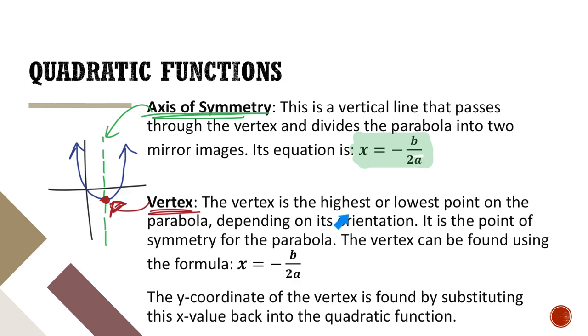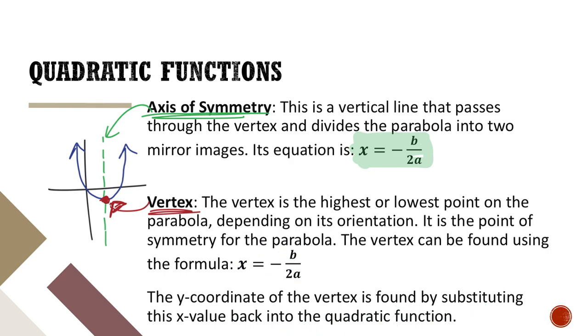Now, the vertex is the highest or the lowest point. So in this case, it'd be the lowest point, so it'd be a minimum value. Depending on its orientation, it's either opening upwards, so that it would have a minimum, hence the orientation. And this point can be found by using this axis of symmetry, whatever this x value is, and we're going to plug it back into the original formula. So you just find the y coordinate by substituting this value into the original quadratic function equation.